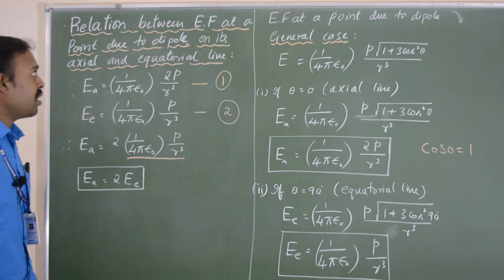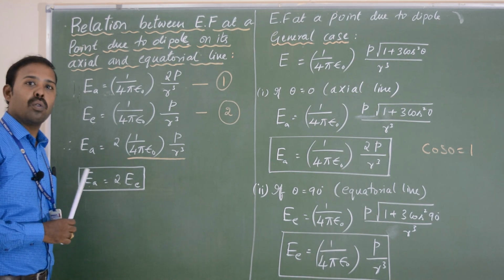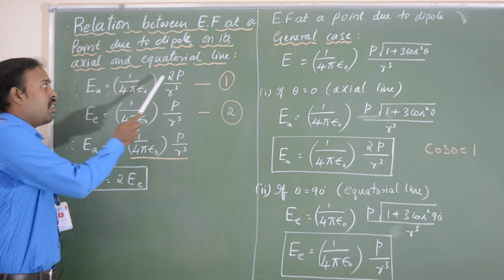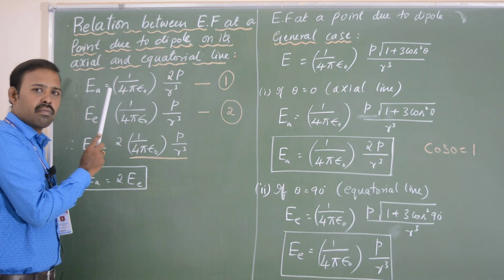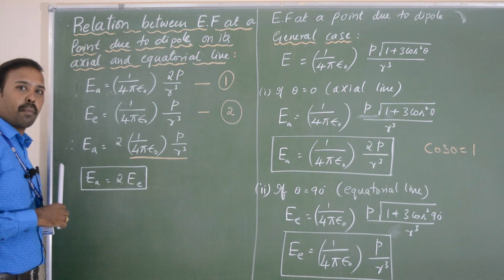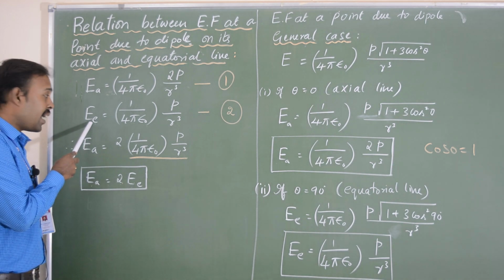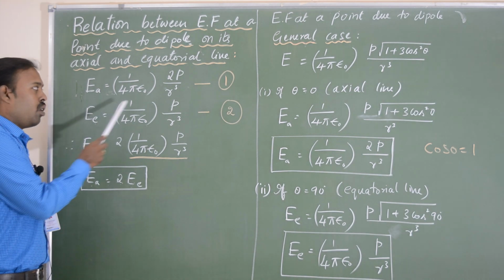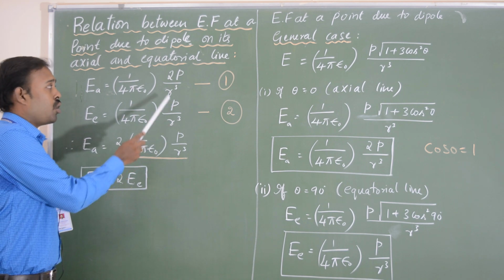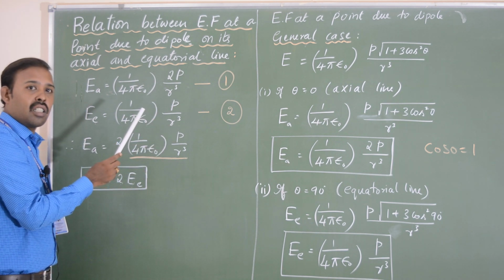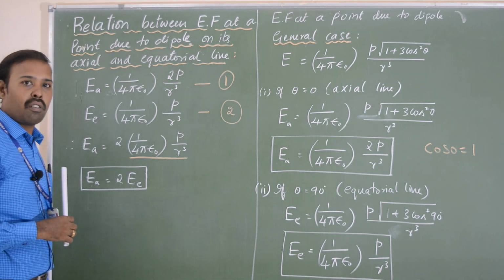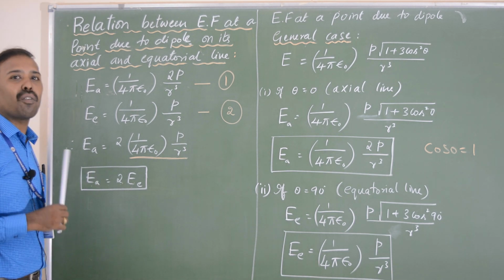We already know the equations. The electric field at a point due to a dipole on an axial line is given by 1 by 4 pi epsilon naught 2p divided by r cube, right? And also we know that the electric field at a point due to a dipole on an equatorial line is given by E is equal to 1 by 4 pi epsilon naught p by r cube. So using these two relations, I am going to derive a relation between the electric field at a point due to a dipole on the axial line and on the equatorial line.